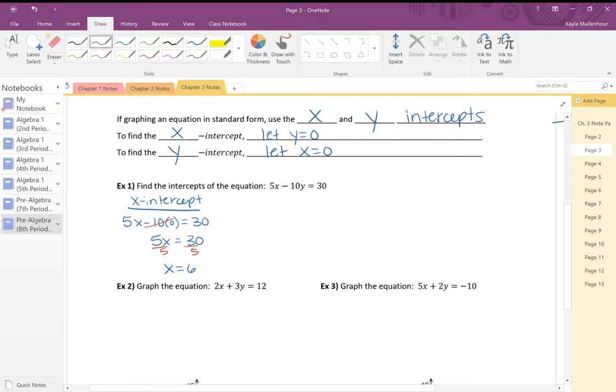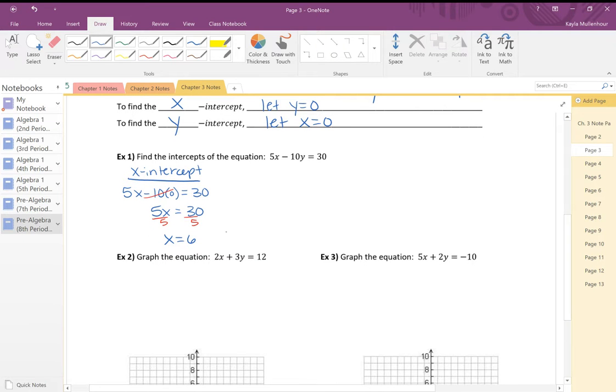That is your x-intercept. So technically, the x value is 6. The y value is 0. So if we were to graph this, 1, 2, 3, 4, 5, 6, that's where that point would go on your x-axis. The y-intercept then is found by letting x equal 0.